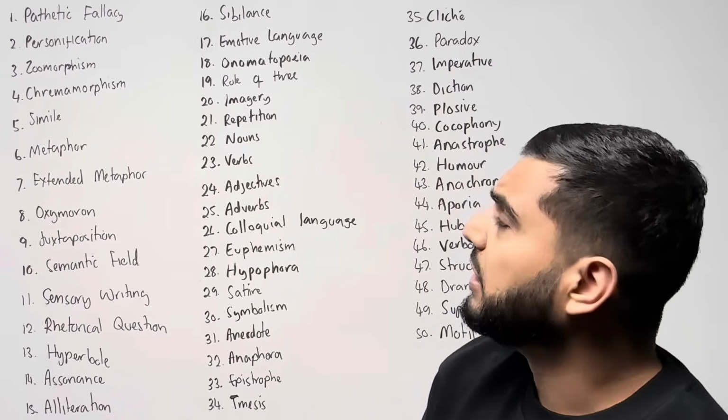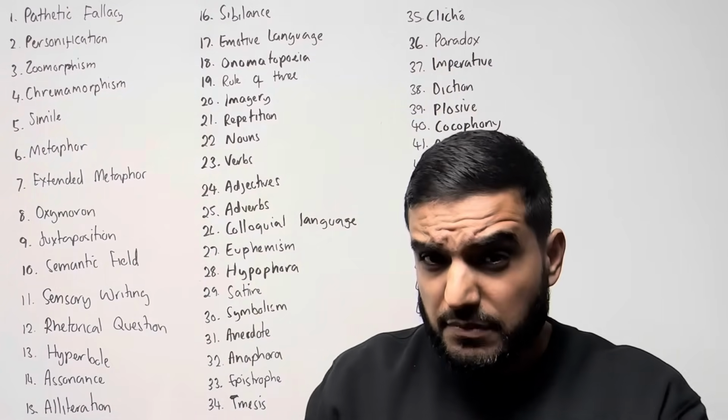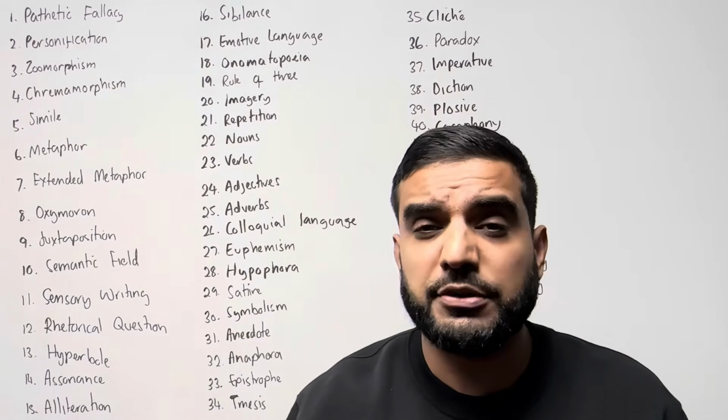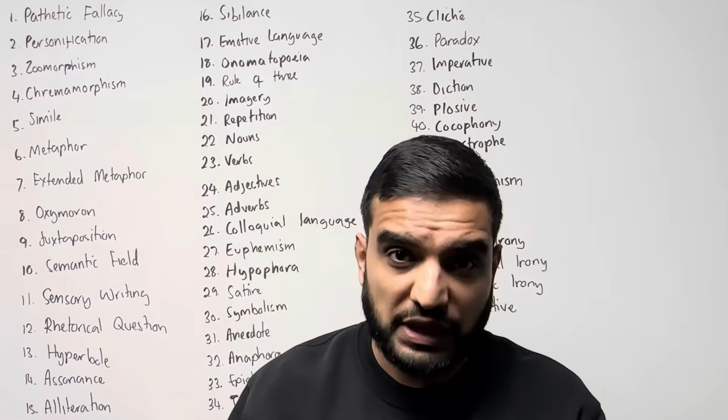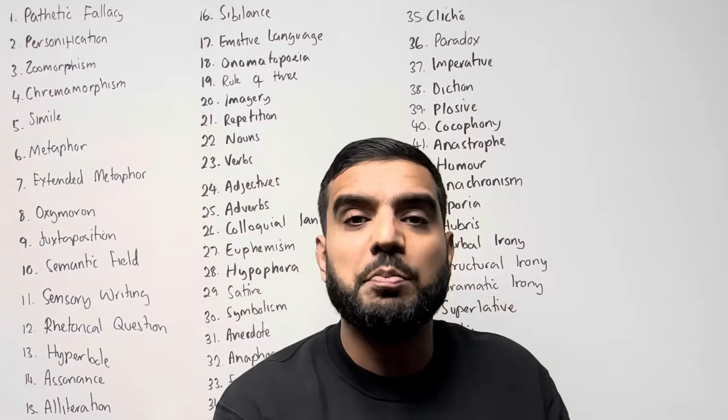Guys, onomatopoeia is when you use sounds in writing. Bang, boom, creak, zoom. These are all examples of onomatopoeia. It's when you use sounds in your writing. That's it. Like, don't overcomplicate these.